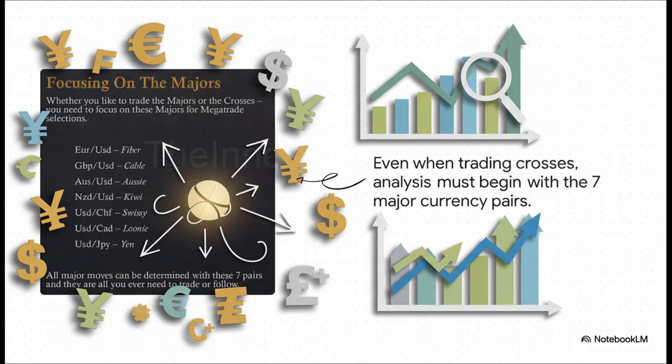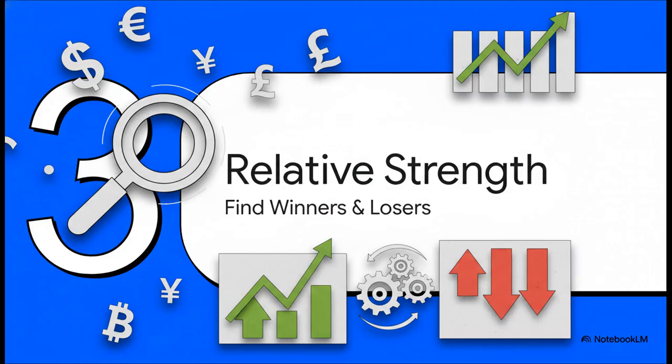Now let's talk about the majors. It doesn't matter if you're planning to trade a major pair like the EUR/USD or a cross pair like CAD/JPY. Your homework has to start right here with these 7 pairs. Why? Because this is where all the big money moves originate. All the underlying strength and weakness, all the clues, they're found by first understanding what's really going on with the majors.